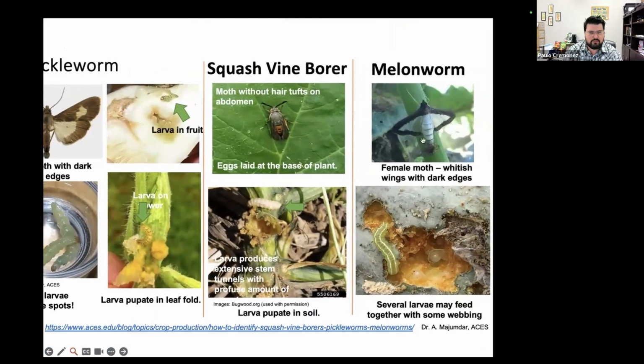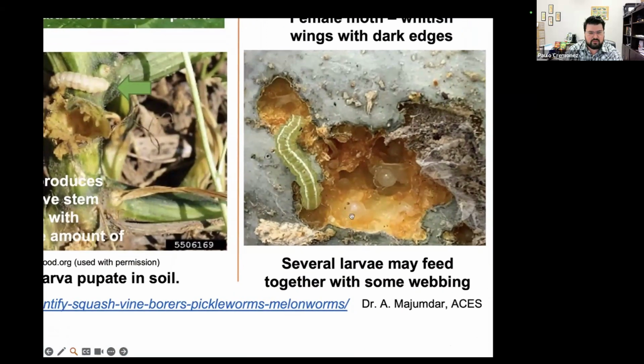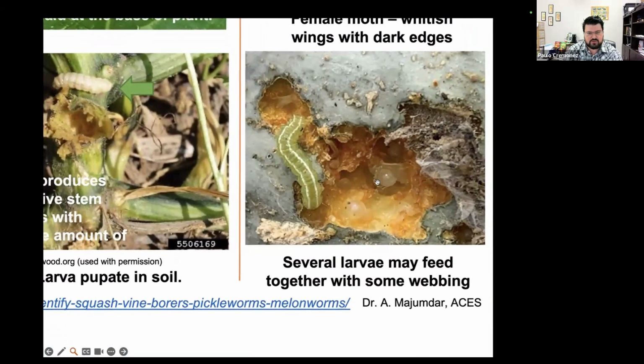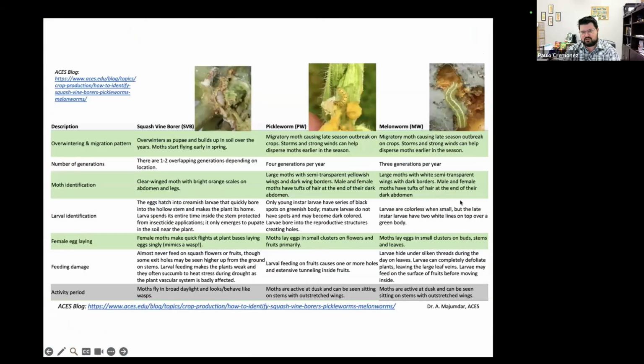And for the melonworm, they have these whitish wings with dark edges, and the larvae cause a lot of feeding in the rind together with some webbing. It's more superficial than usually the pickleworm. The importance of knowing the different species of moths in your system is because the control might be different.